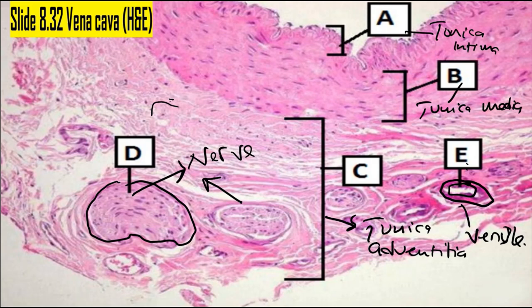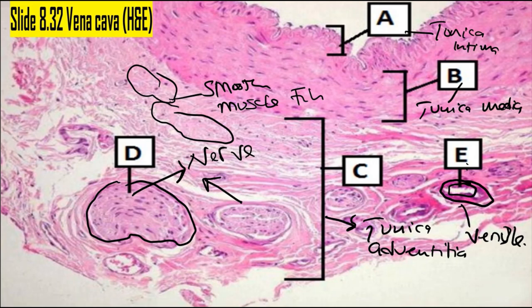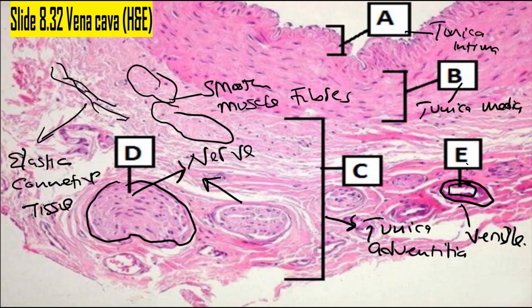And then what you can see here, these are longitudinal smooth muscle fibers. What you can see parallel here, this is connective tissue. So this is elastic connective tissue. It's also known as areolar connective tissue. It's mainly elastic connective tissue.